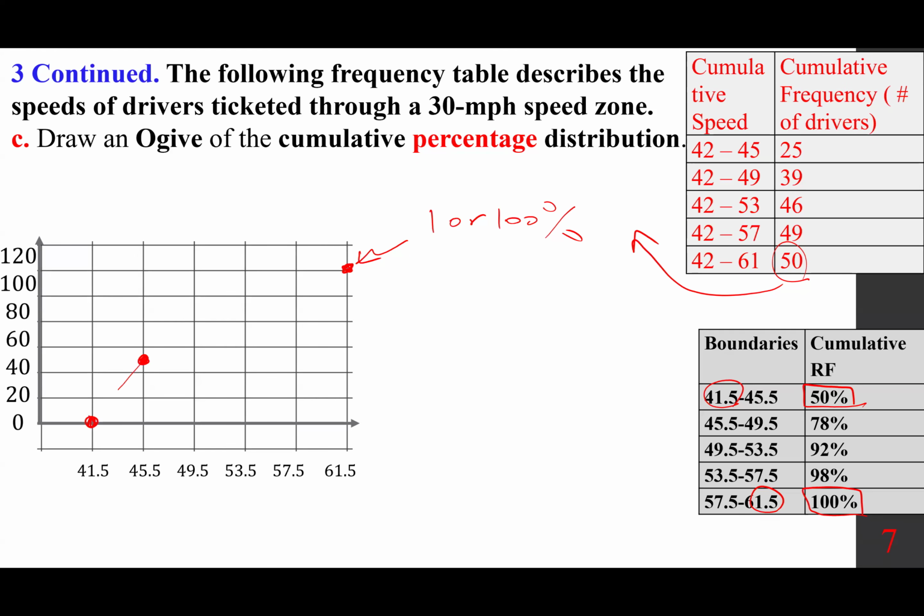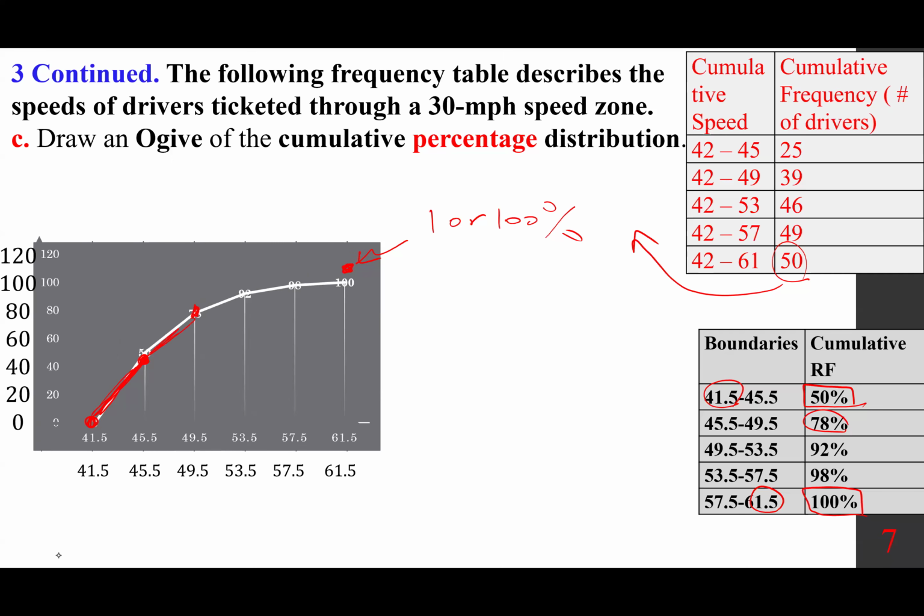And you connect them with the line segment. This is a line. This is not a curve, everybody. 78% for 49.5. So somewhere there. Again, a line segment, and you continue all the way to the end, looking like that. I'm going to erase my work. So each piece is a line segment. It's not a curve.